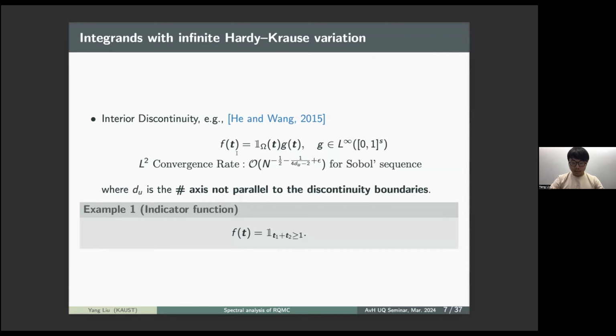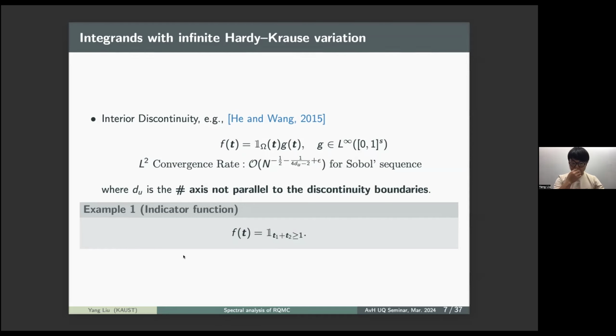In this case, the authors, He and Wang, proved that for the Sobol sequence, the L2 convergence rate is given by n to the minus 1/2 minus some term plus epsilon. This term depends on the number of axes that are not parallel to the discontinuity boundaries. The less parallel to the discontinuity boundaries, the larger this denominator, and the closer you get to the rate of Monte Carlo.